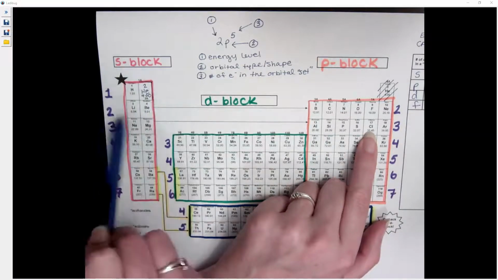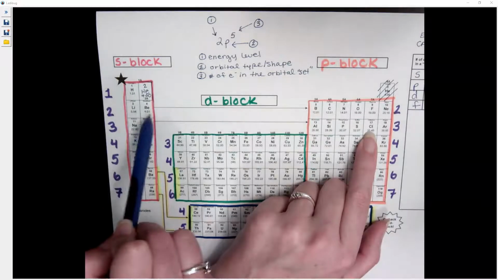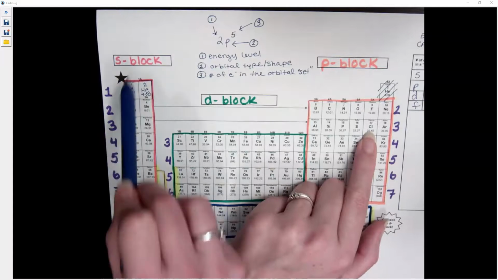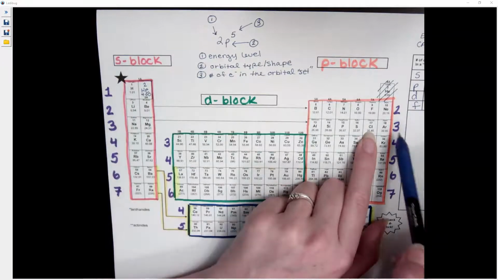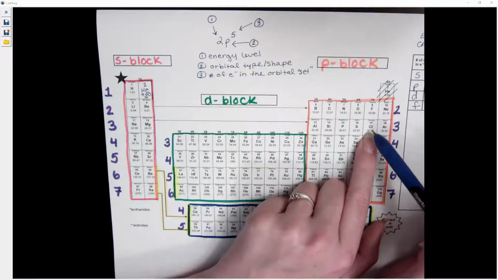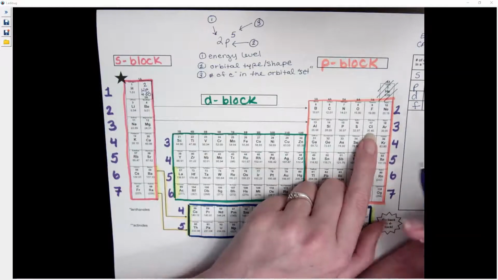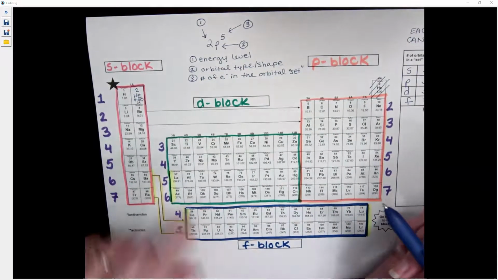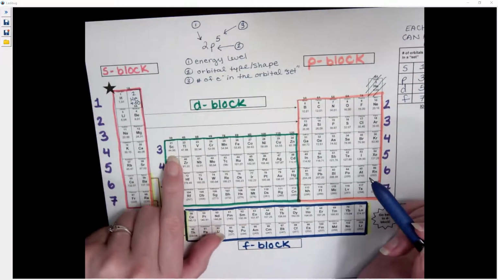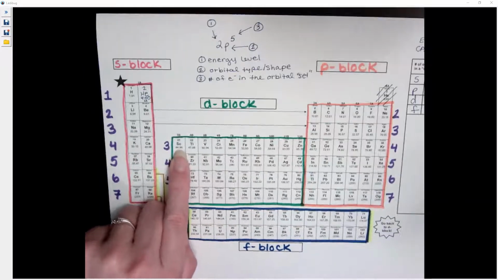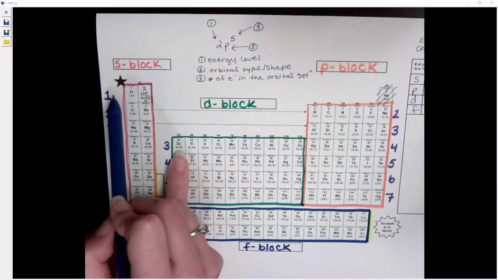1s2, 2s2, 2p6, 3s2, 3p5. All right, let's do another one. Let's do scandium, number 21. Okay. Start at the top.